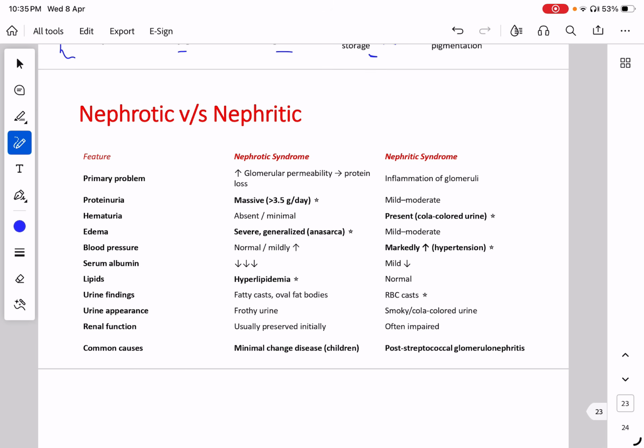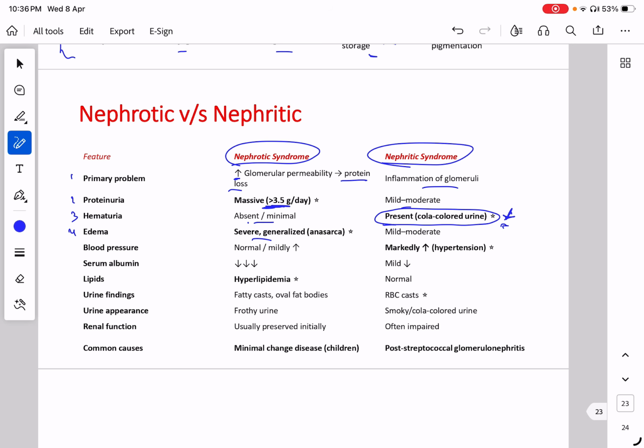Now, difference between nephrotic and nephritic syndrome, very important. Primary problem in nephrotic is increased glomerular permeability, so protein loss. Nephritic is inflammation of glomeruli. Proteinuria is massive in nephrotic, more than 3.5 gram per day, while in nephritic it's mild to moderate. Third point is hematuria, absent or minimal in nephrotic, but present in nephritic. So cola colored urine is pathognomonic for nephritic syndrome.